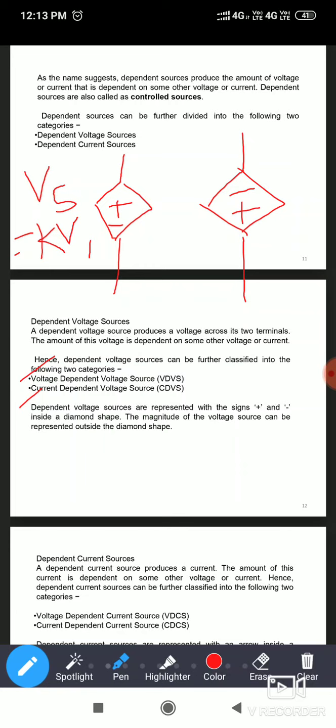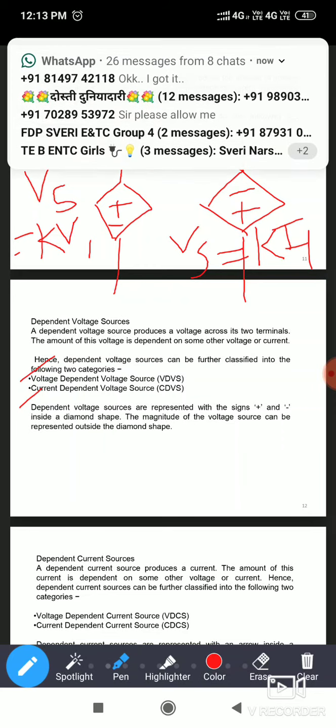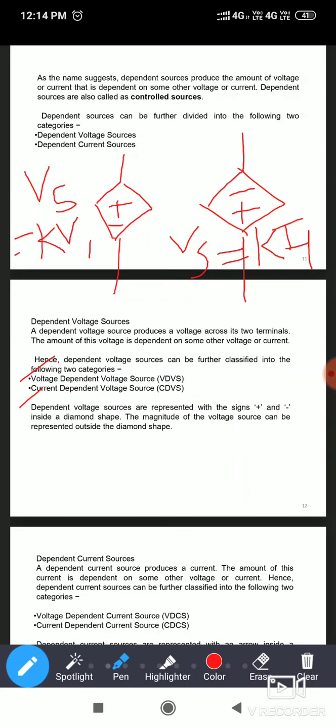Suppose this is the voltage source. In that case, the value of this VS will be equal to, suppose, K into I1. So I1 is the current. That current may be flowing through a particular branch, a particular element present in the circuit. So जर व्होल्टेज वरती डिपेंडंट असेल तर त्याला काय म्हणायचं, व्होल्टेज डिपेंडंट व्होल्टेज सोर्स. इफ करंट वरती डिपेंड असेल तर करंट डिपेंडंट व्होल्टेज सोर्स. ओके, व्होल्टेज सोर्स कशासाठी, कारण डायमंड शेप आहे, डिपेंडंट व्होल्टेज सोर्स आहे आणि प्लस मायनस पोलॅरिटी दिली आहे.